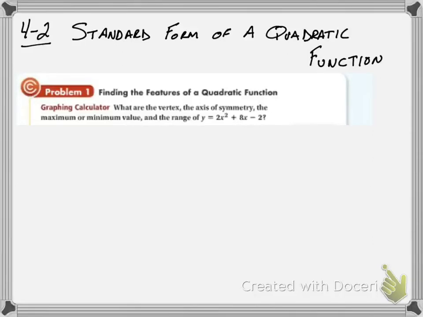4.2 is the standard form of a quadratic function. If you look at problem 1 here, they want you to use a graphing calculator to go ahead and graph this line right here. So do me a favor, write this problem down. What are the vertex, axis of symmetry, maximum value, and the range of that function? And we'll talk about it in your graphing calculator tomorrow.